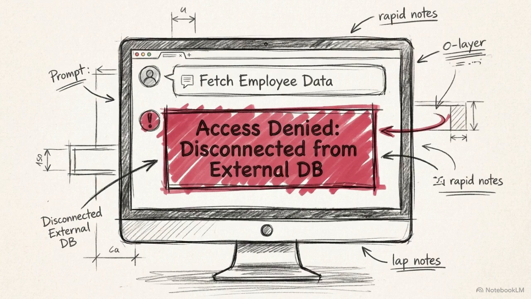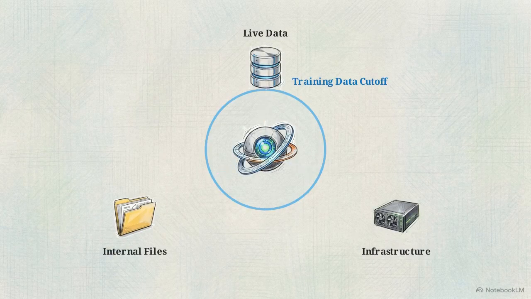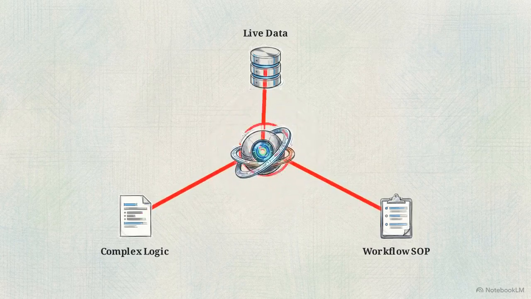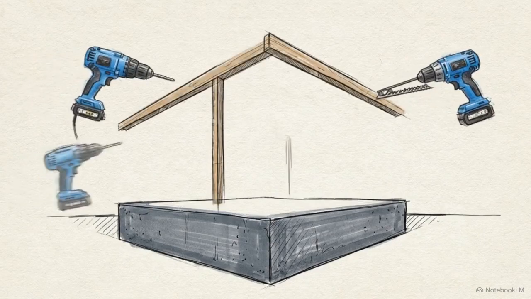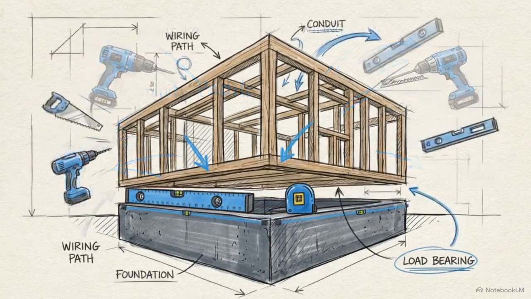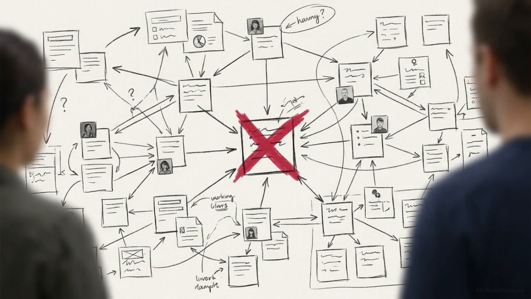Try asking a standard chatbot to pull up live employee tables from your company's internal database. It hits a wall. The chatbot is trapped inside its training data, completely cut off from your actual enterprise systems. Expecting one single prompt interface to fetch live data, write complex code, and execute multi-step workflows is like expecting one single person to draw the blueprints, pour the concrete, and wire the electricity for an entire house. It fails. To solve this, we have to move from interacting with a single chatbot to orchestrating a team.